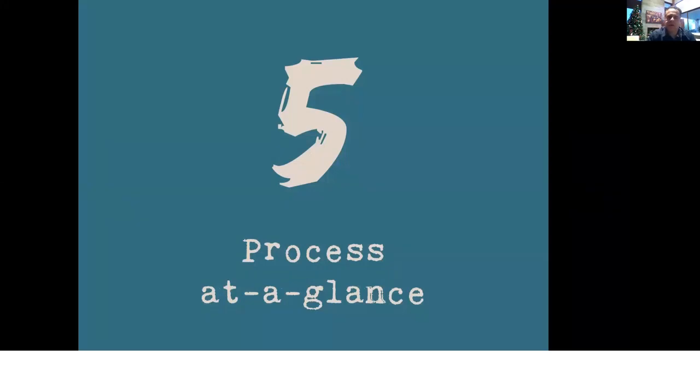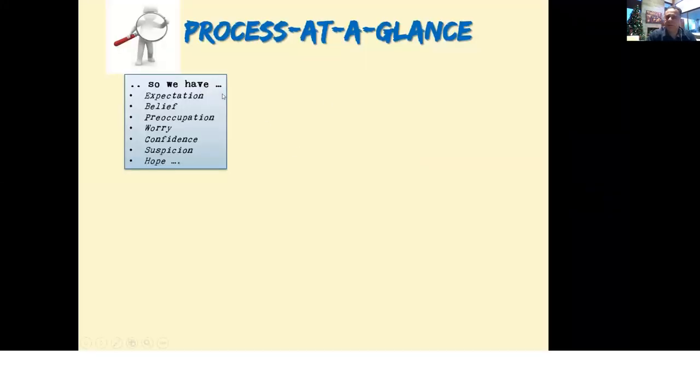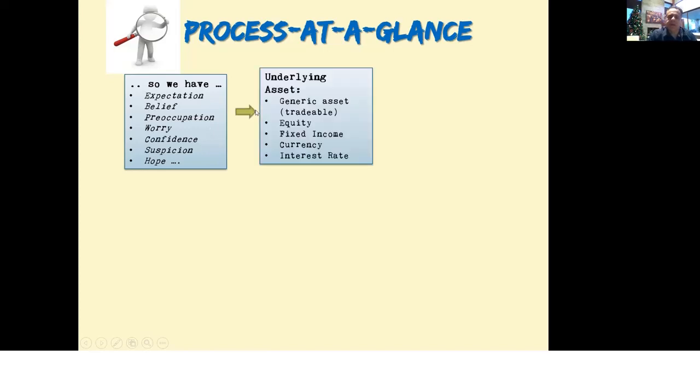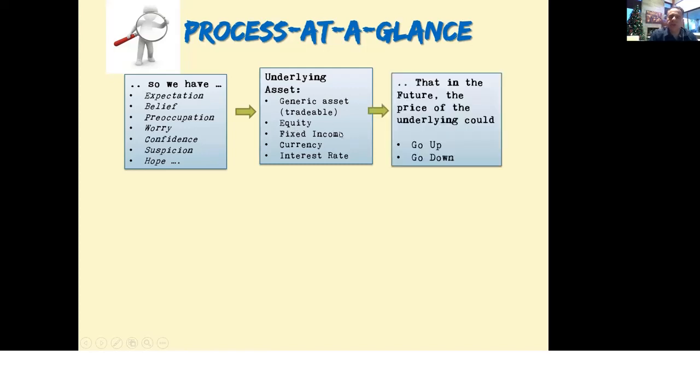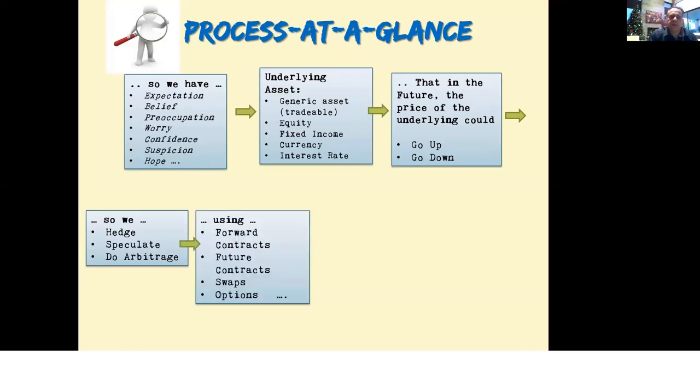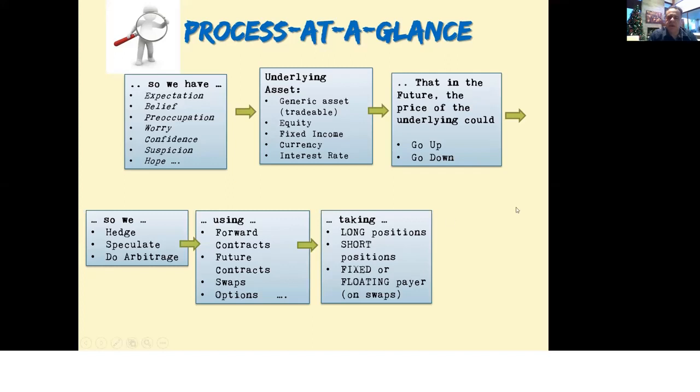So basically, we will start with a sentiment, an expectation, a belief, a preoccupation, and so on, about an underlying asset. That's a generic asset, an equity, a fixed income security, and so on. We have a sentiment on that underlying asset that in the future its price may go up or may go down. So we either hedge, speculate, or do arbitrage using either of the derivatives, including forwards, futures, swaps, and options. And we will take accordingly either a long or a short position.